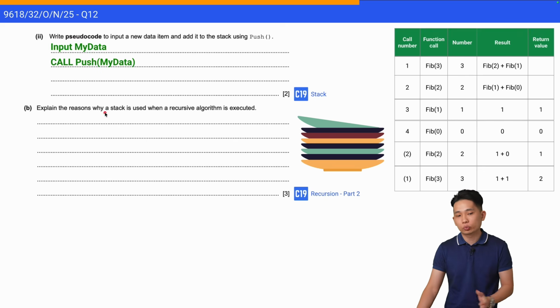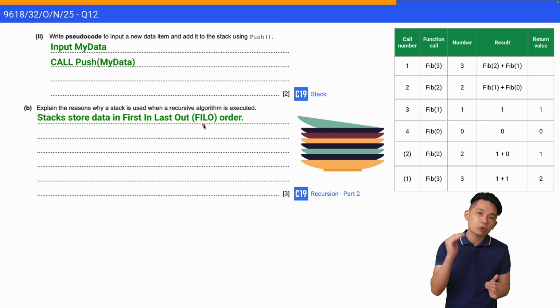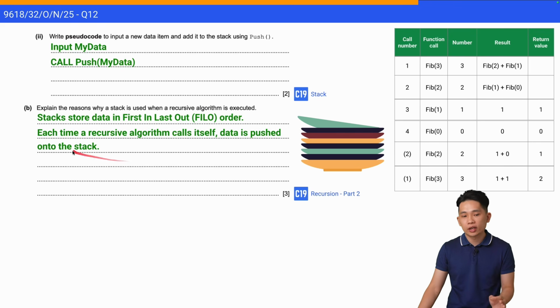Explain the reasons why a stack is used when a recursive algorithm is executed. First of all, stacks store data in first in last out, FILO, order, meaning that old data will be at the bottom and new data will be at the top, like the stack of plates here. Next, each time a recursive algorithm calls itself, data is pushed onto the stack.